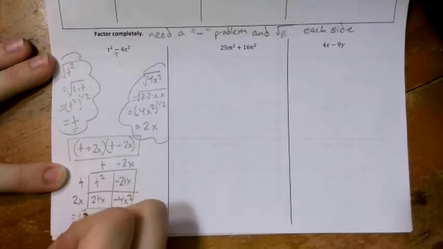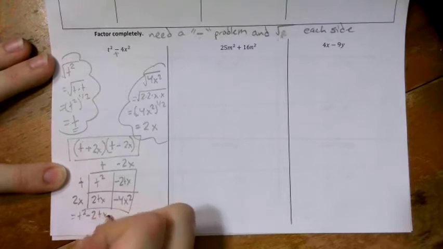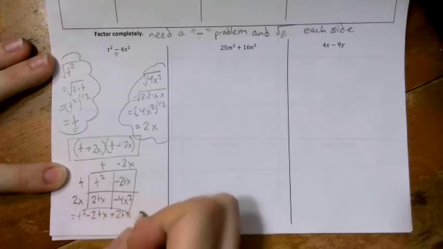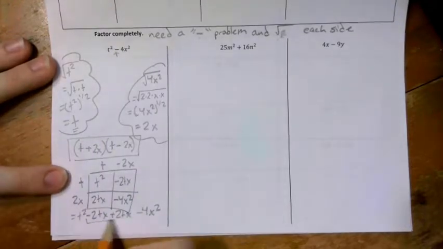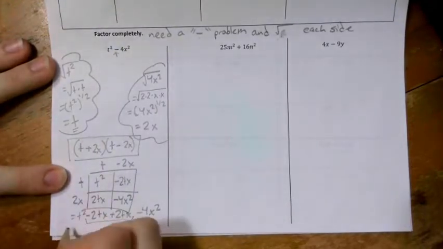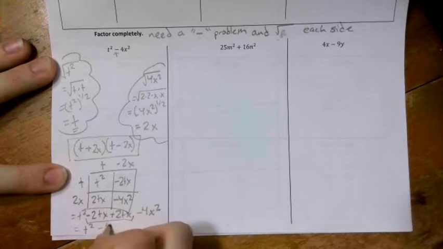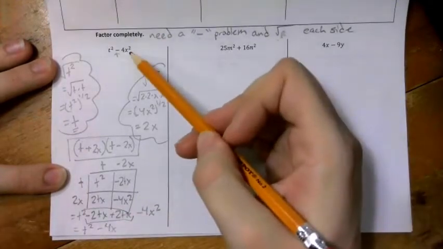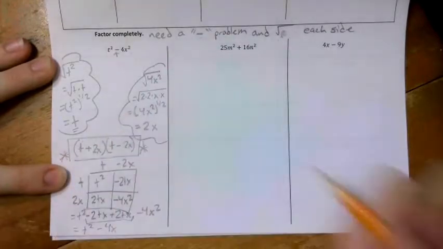So we have t squared, as I just read off my area model, minus 2tx plus 2tx minus 4x squared. Hey, these are like terms, so we can combine them. Negative 2tx plus 2tx gets us 0, so we are left with t squared minus 4x squared, which is exactly what we started with. So yes, I know that what I get is the correct answer.